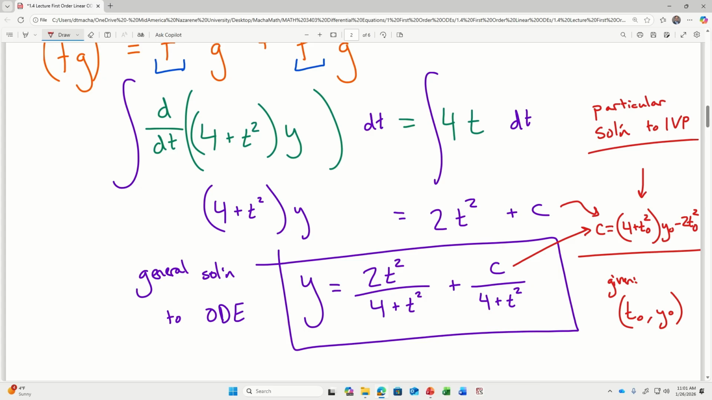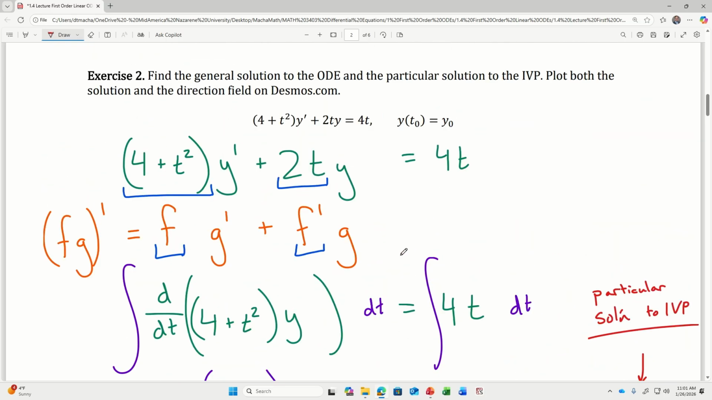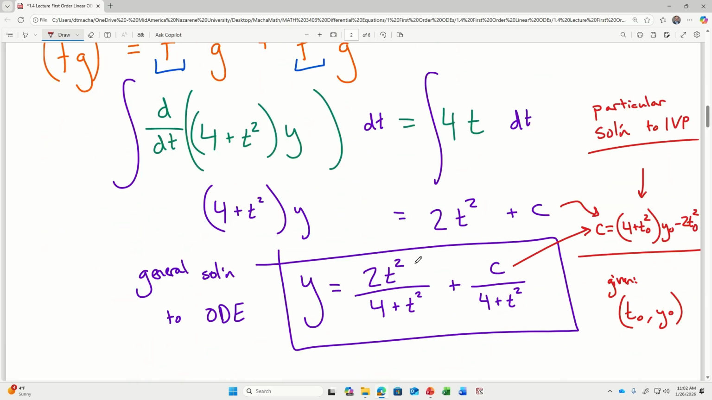Okay, so any questions so far? This is, like I said, kind of a special case. This is sort of the easiest case. I've got a first order linear ODE. The first thing I'm going to do is check to see if the left-hand side of the ODE looks like a derivative product rule. And if it does, meaning like 2t is the derivative of 4 plus t squared, then I can reverse the derivative product rule. I can take the antiderivative of both sides and then rearrange it a bit.